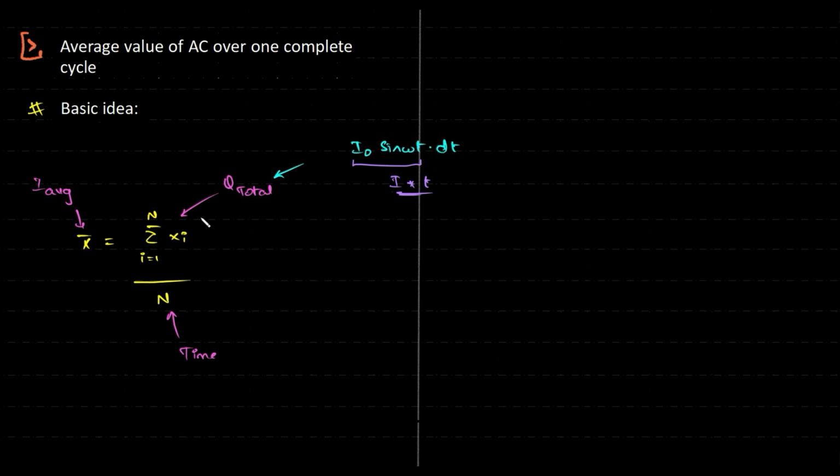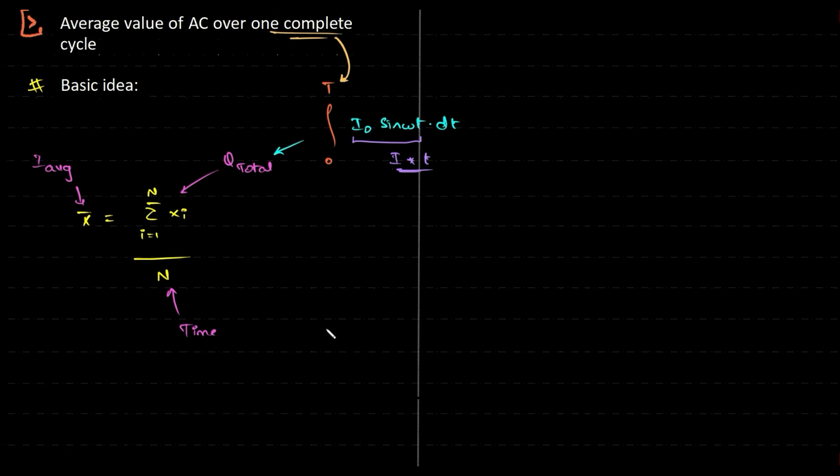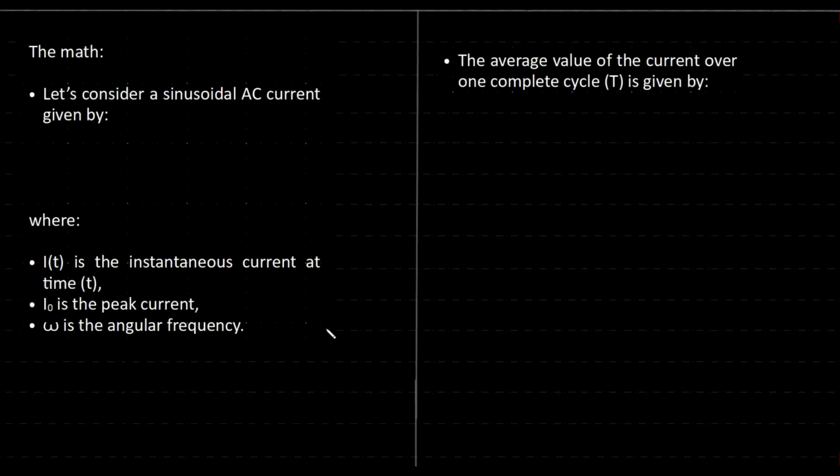But if I want to figure out the total charge, what should I do? I should add all of them. How can we add? Yes, with the help of integration. Since we want one complete cycle, it should be 0 to T. That's how we should add. Does it make sense? This is for one complete cycle. That's why it's 0 to T, that's the limits of integration. This will give us the entire charge. So basically, this is the math that we'll be doing. So let's see the math.